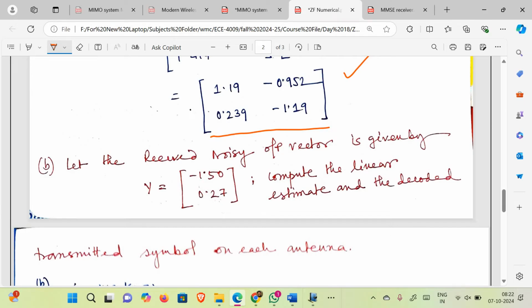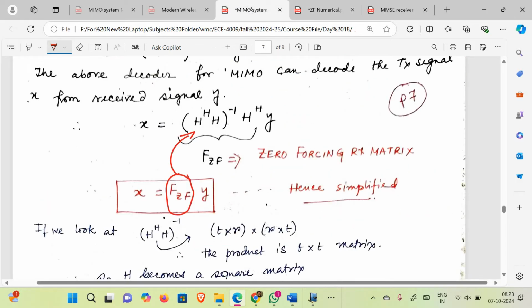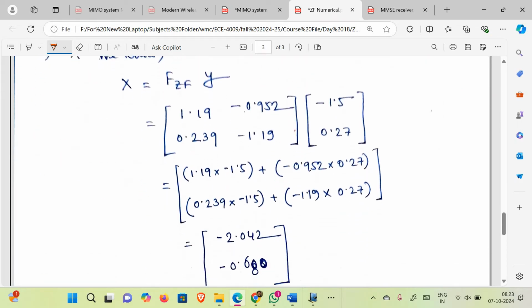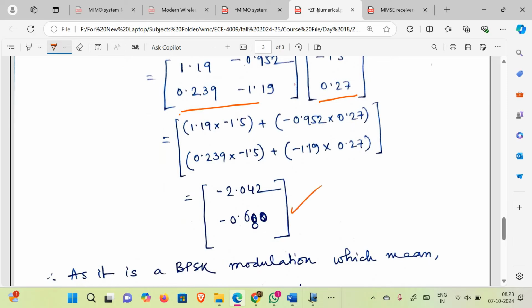Okay. So the basic formula, if I go back to where we ended our discussion last day: X is nothing but FZF multiplied by Y. So we go back to this question once again. FZF multiplied by Y. FZF we have just now found out. Y is already provided to us. We just do the normal multiplication and we get an answer of this nature. So for the given Y, we have got some values of X, which may be given by X1 and X2.